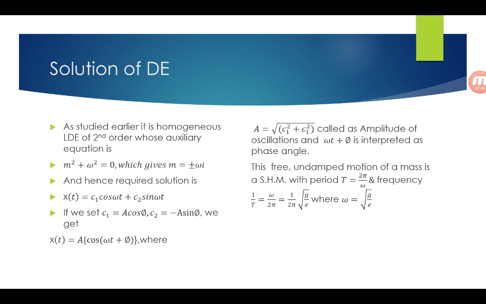Thus, this equation is the free undamped motion of a mass, which is simple harmonic motion with period T equal to 2 pi upon omega, and frequency, the reciprocal of that period, 1 upon T, which is omega upon 2 pi, can be simplified to 1 upon 2 pi into root of g by e, where we have substituted the value of omega using the previous equation as root of g by e.